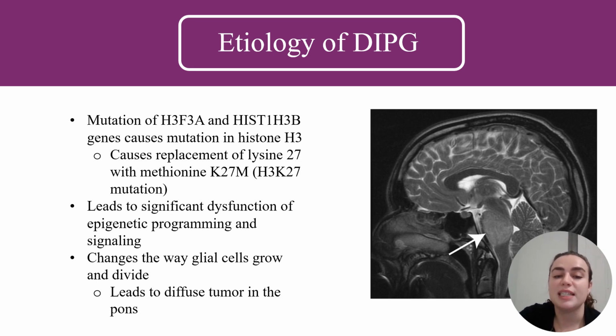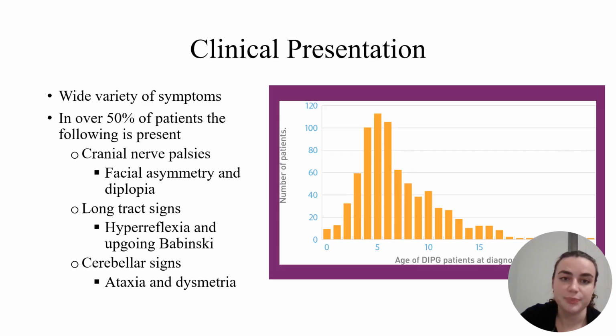This will lead to significant disruption of the epigenetic programming and signaling, which will change the way the glial cells grow and divide, and lead to uncontrolled proliferation and cell determination, which leads to the diffuse tumor in the pons.